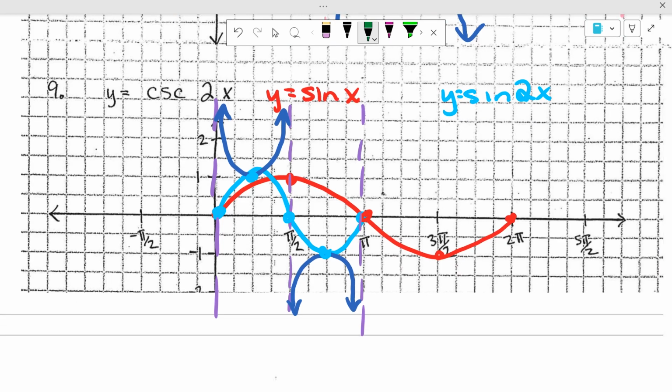And cosecant of 2x is the sine of x, and then you make it the sine of 2x, so everything's twice as skinny. And then draw your asymptotes in. So since we changed the x's, yep, we got to change the asymptotes. Okay, and then draw in your parabolas.